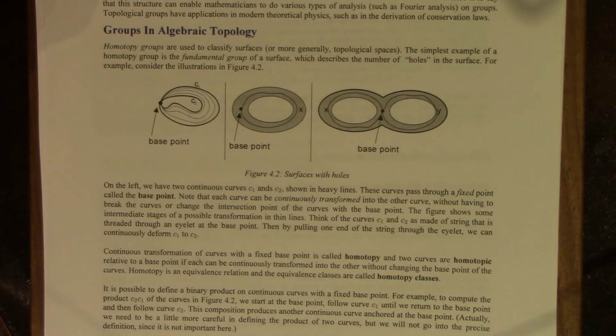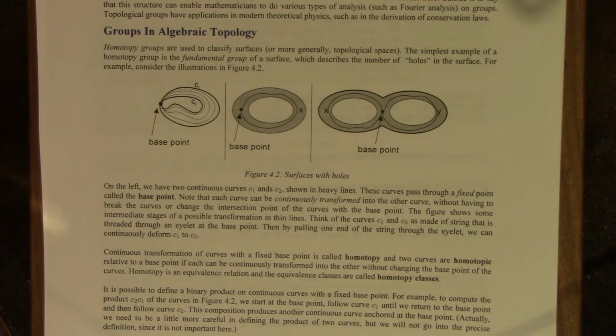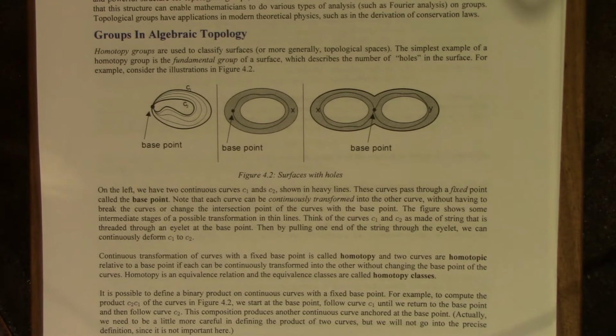How about groups in algebraic topology? Don't be frightened off here. You don't need to know anything about algebraic topology to follow this in general terms. Homotopy groups are used to classify surfaces, or more generally, topological spaces. The simplest example of a homotopy group is called the fundamental group of a surface, and it describes the number of holes in the surface. So let's look at an example.